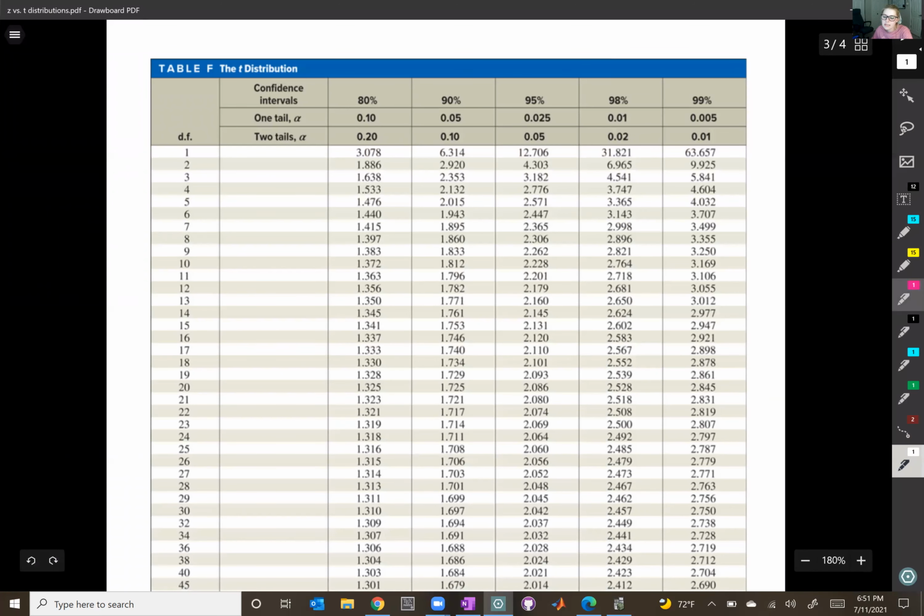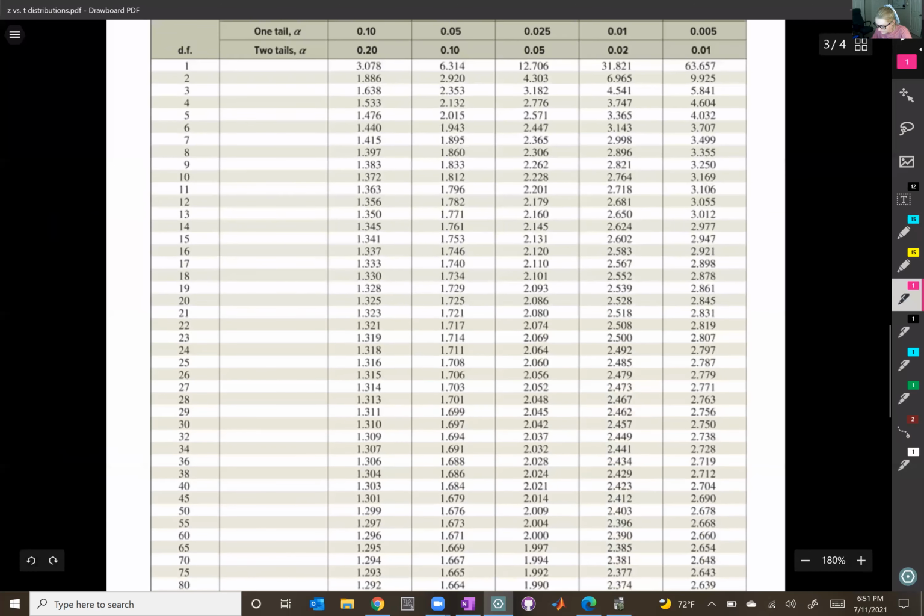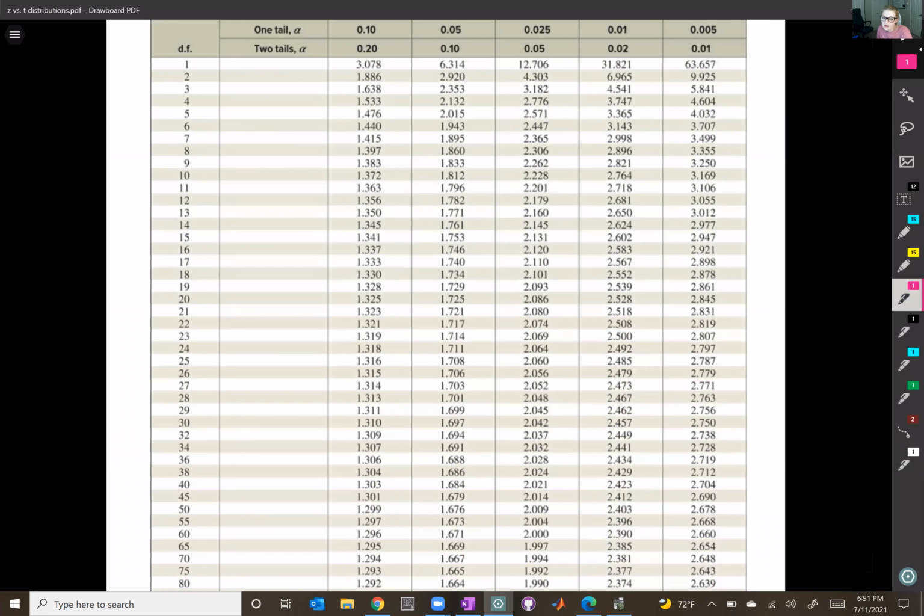Okay, so we had 59 degrees of freedom. If we scroll down, you'll probably notice that there is no 59 on here. If you look at our lecture notes, it says if the degrees of freedom is not in the table, always round down to the nearest table value. So 59 is not here, but we have 55 and 60, and it says to round down. So we're going to go with 55, because if it's not available, always round down.